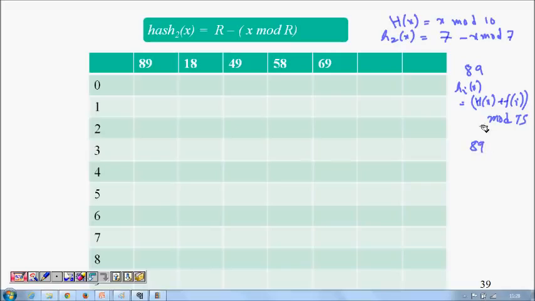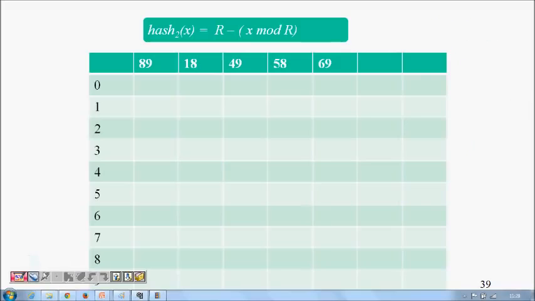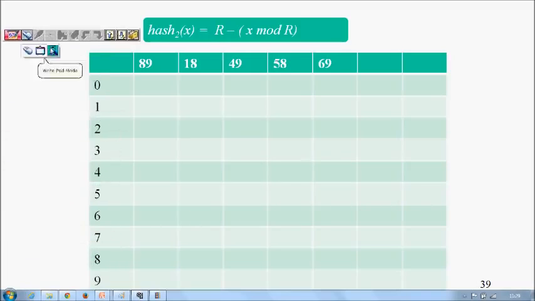So 89 modulo 10 is 9, so it will come to that place. Now we want to insert 18. 18 modulo 10 is 8, so we insert 18 here. Now the state is that 18 and 89 are in the table, and there is no collision.